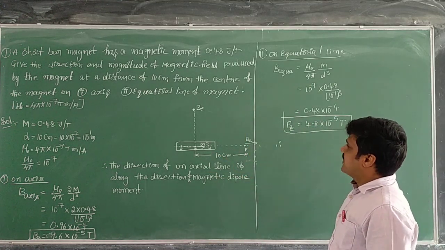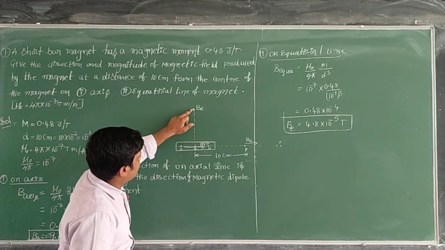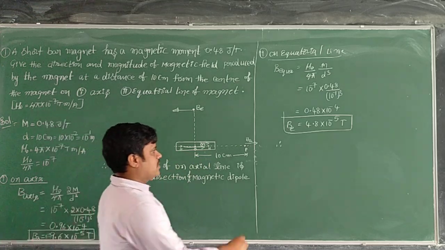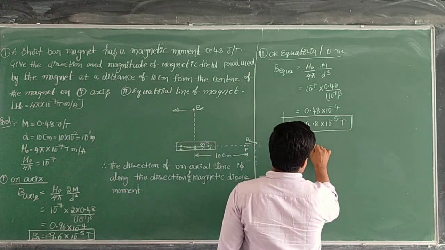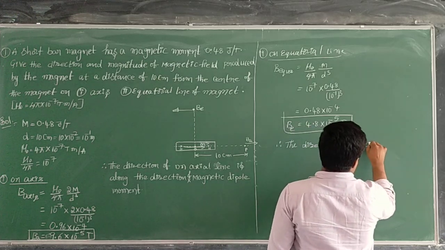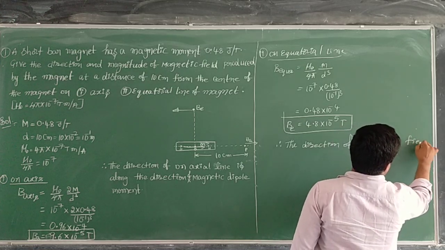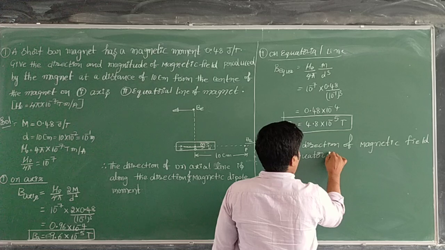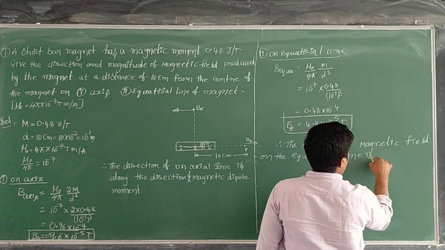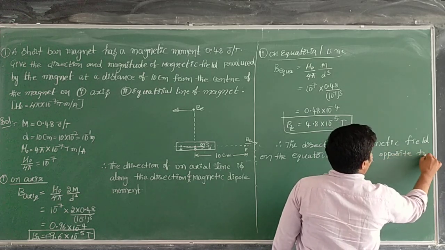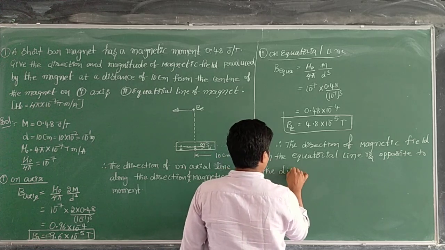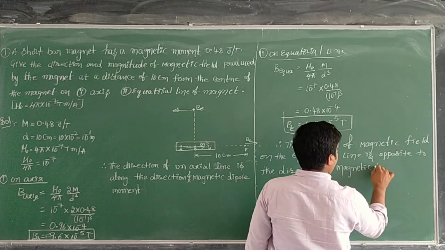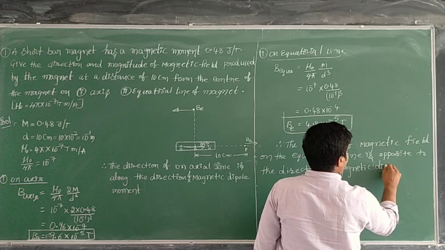Next, what is the direction of the magnetic field on the equatorial line? On the equatorial line, the direction of the magnetic field is opposite to the direction of the magnetic dipole moment.